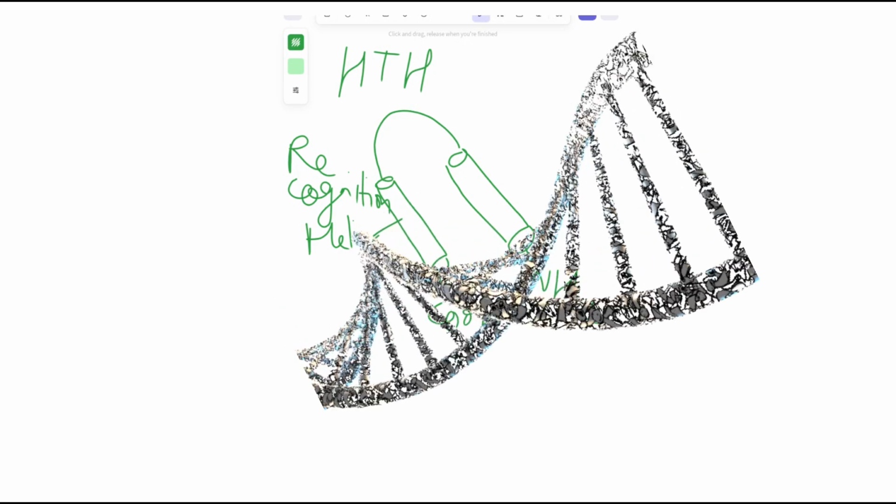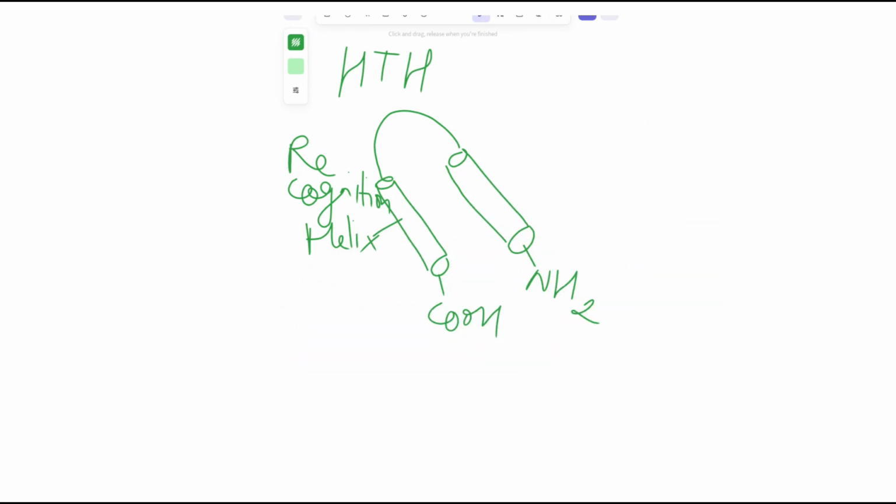So this second alpha helix is known as the recognition helix. We have seen this where COOH is present. Above it there is a recognition helix. The HTH, that is the helix turn helix structure, is usually 20 or so amino acids in length, and so is just a small part of the protein as a whole.